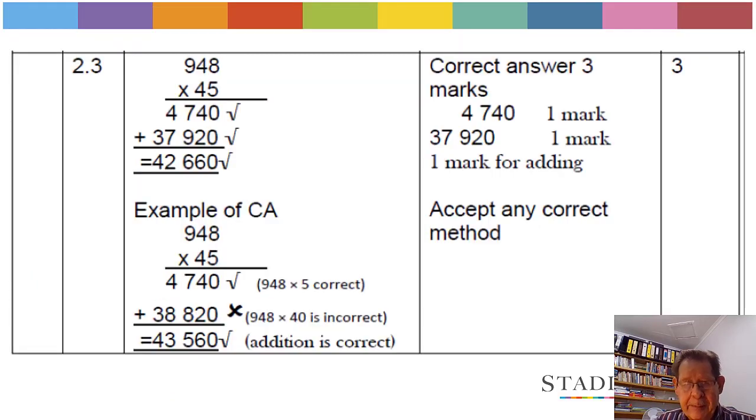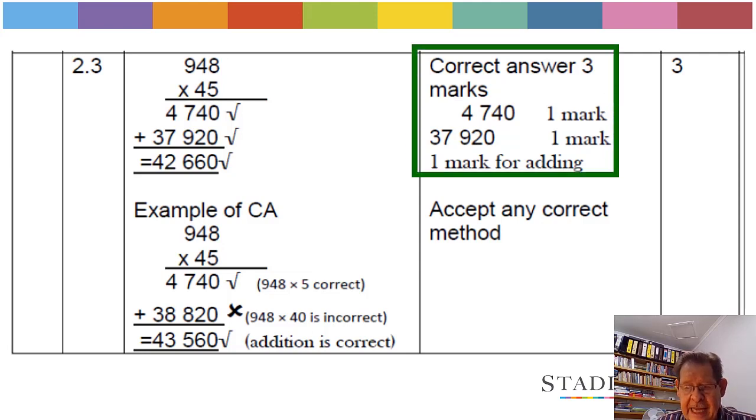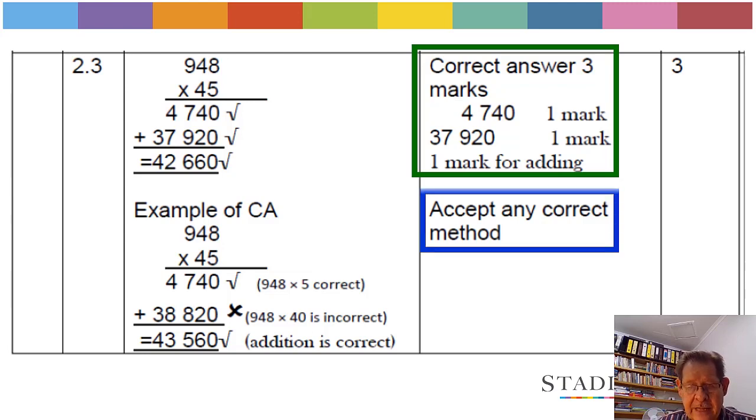Here's the rest of the memorandum in respect of question number 2.3. The clarification has been added that the correct answer is worth 3 marks, 1 mark for 4740. And this is a multiplication question, 948 times 45. So the first line, 4740, is worth 1 mark, the next line another mark, and then the answer is worth another mark. And then the examiner added that any correct method might be accepted.